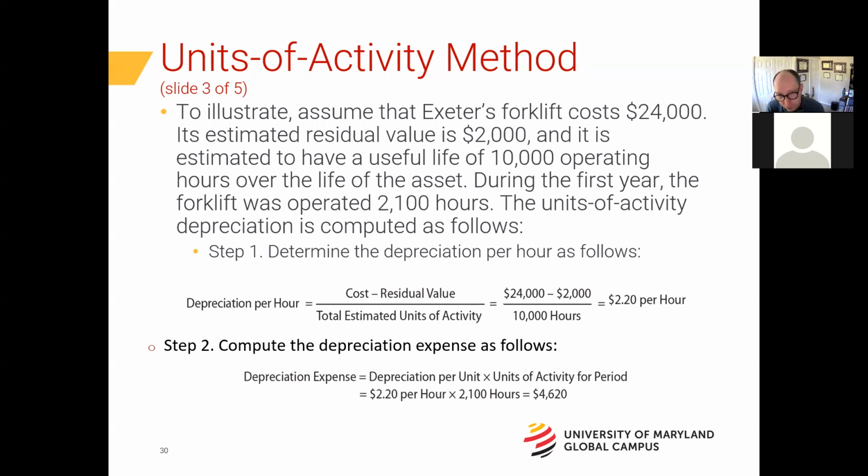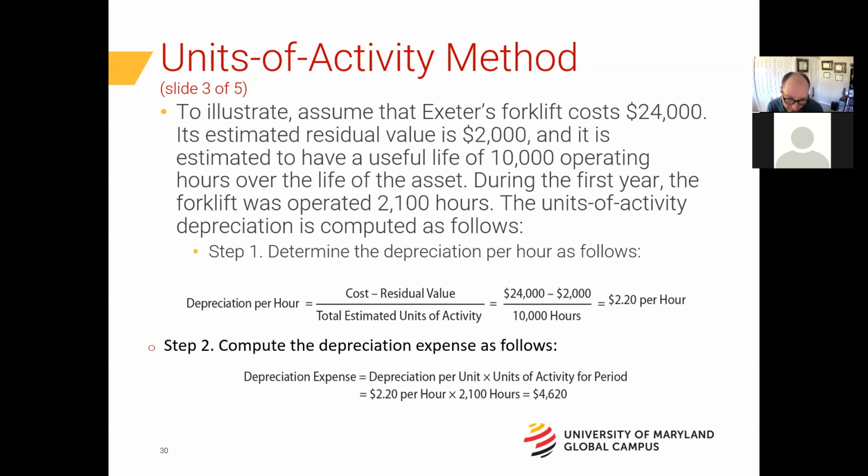So let's look at our example. The cost of my forklift was $24,000. Residual value is $2,000. That's $22,000. I expect to be able to use my forklift over those 5 years for 10,000 total hours. So think of the 10,000 hours as my useful life. My useful life is 10,000 hours. That's for my forklift. So 22,000 divided by 10,000 gives me $2.20 of depreciation per hour.